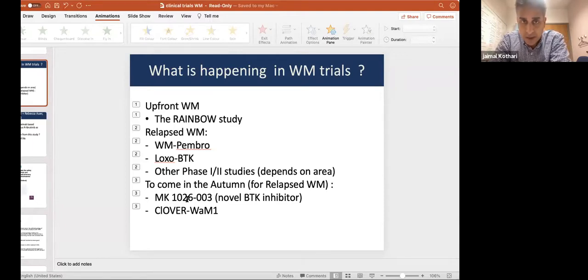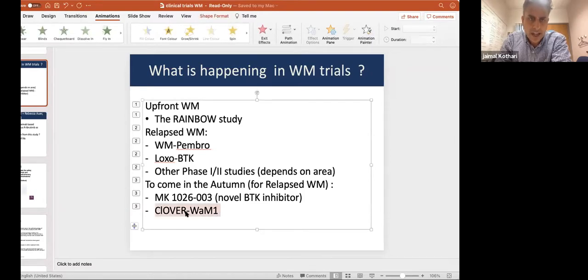MK1026 is also going to be open in Oxford. I'm going to be running that study, probably opening in the autumn. And one other study that is going to be opening later this year, I think only at UCH, is this one we can see, Clover WAM1. So this is interesting and something slightly different.